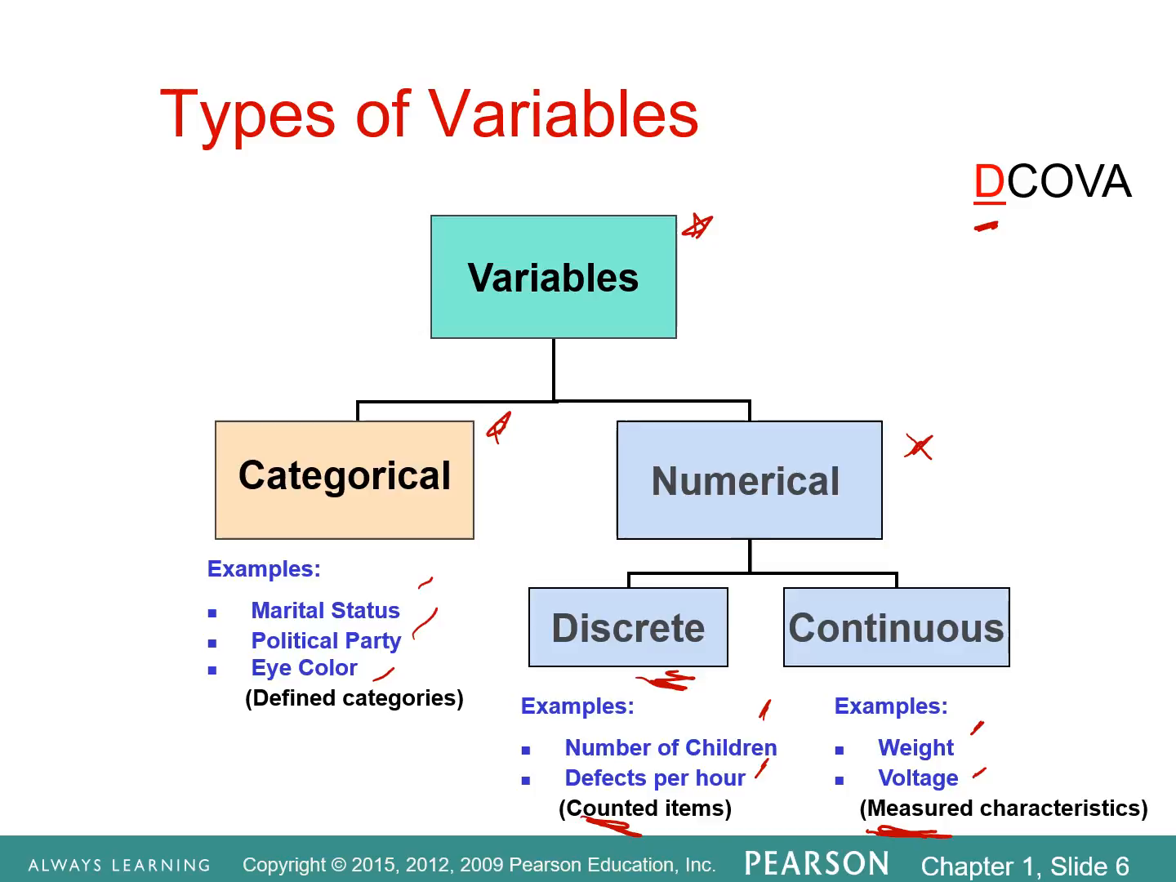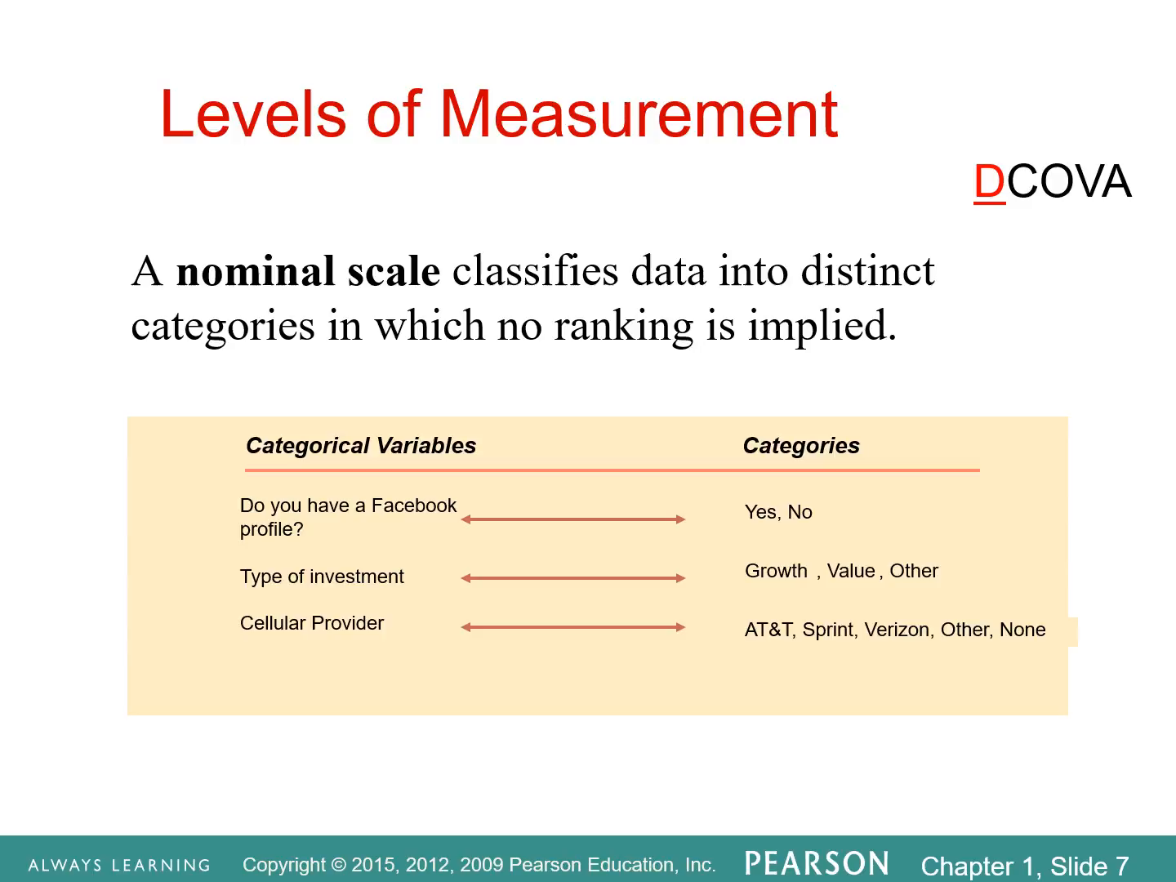You will see in your homework, I will ask you different types of questions, and you need to label it as a categorical variable, a discrete numerical, a continuous numerical. All right, now there are levels of measurement. So again, we're still talking about data. A nominal scale classifies data into distinct categories in which no ranking is implied, no ranking. So again, the nominal scale, you break things into categories, where ranking is not implied.